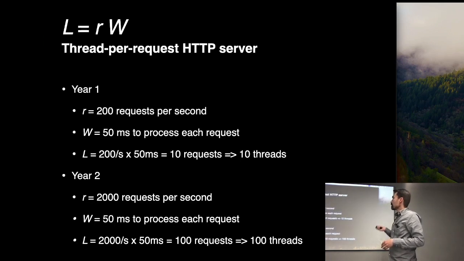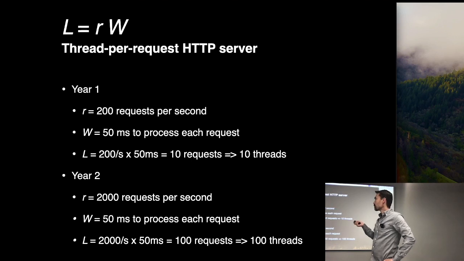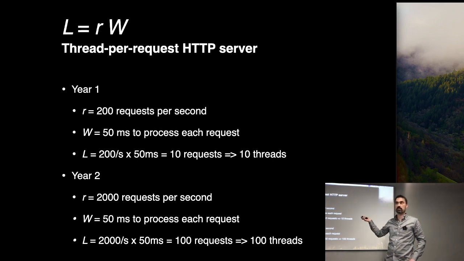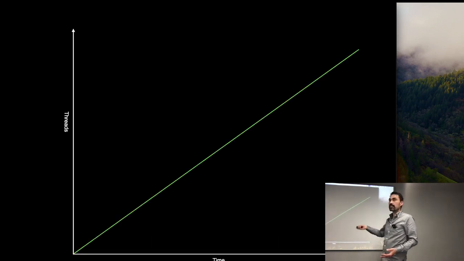If we look at this, your startup in year 1 has 200 requests per second. That's the highest burst you'll see. And it takes 50 milliseconds to process each request. You do the math, and that means you need 10 threads to handle those 200 requests per second. Then you grow, and in year 2 you're at 2,000 requests per second, so you're at 100 threads. And you start projecting this out. It's just a linear line, right?